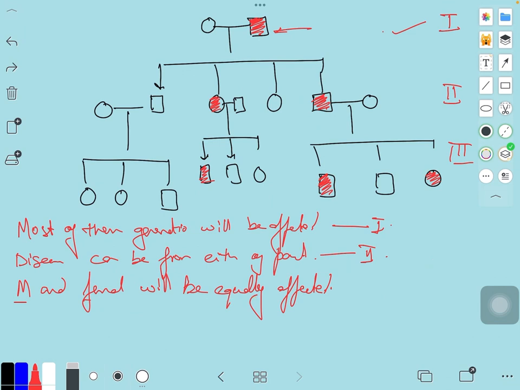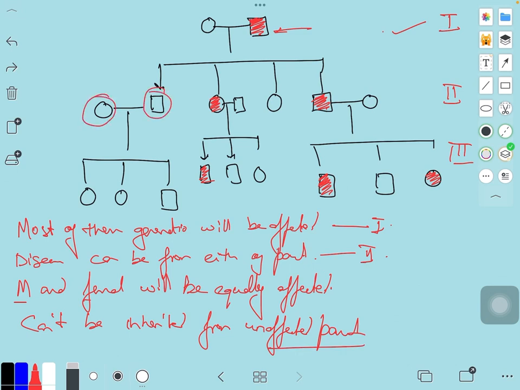Now, next point, it cannot be inherited from unaffected parents. For example, in this case, he is unaffected, she's also unaffected, and the children are also unaffected. Okay, so these are 4 important points to be remembered. Now, before going on to another slide, I must tell you that it depends.